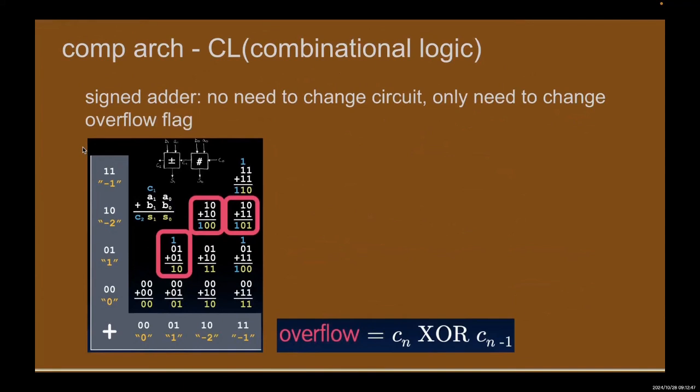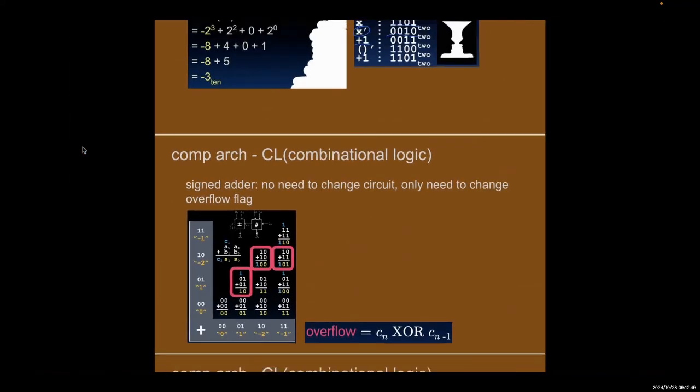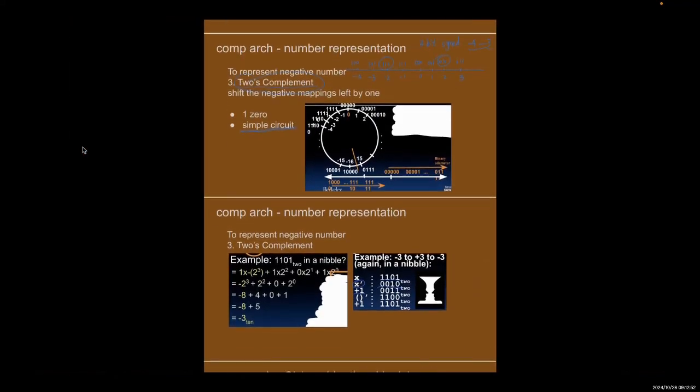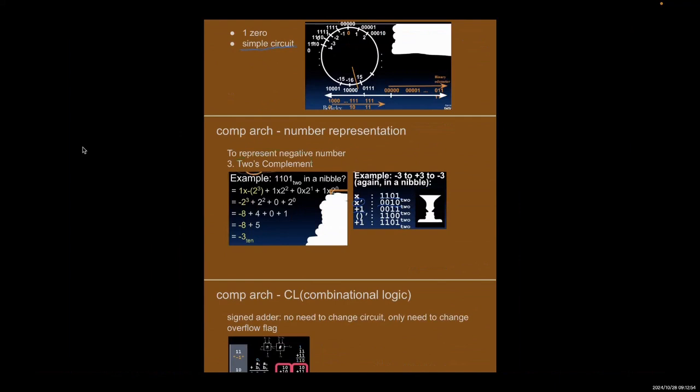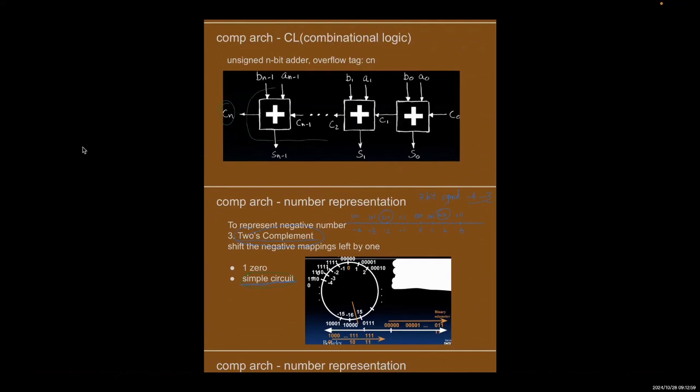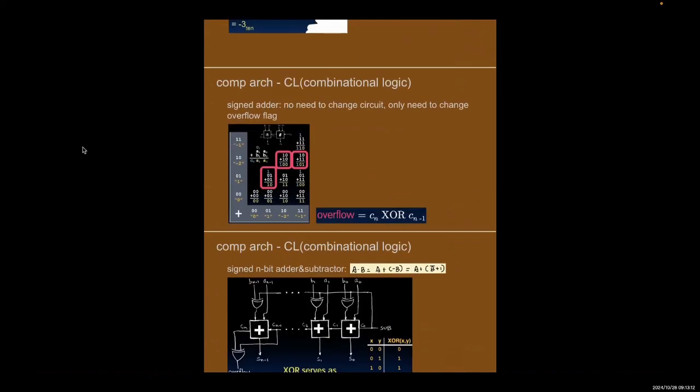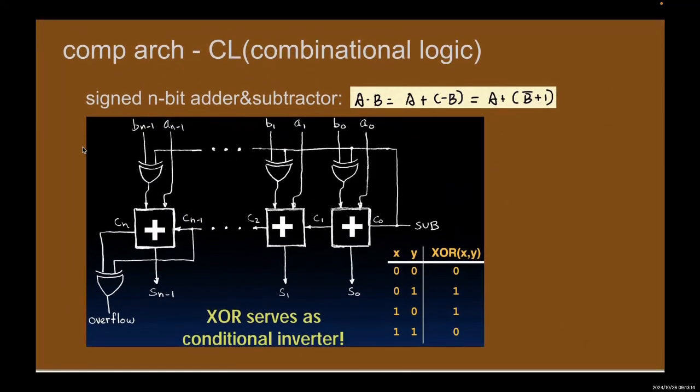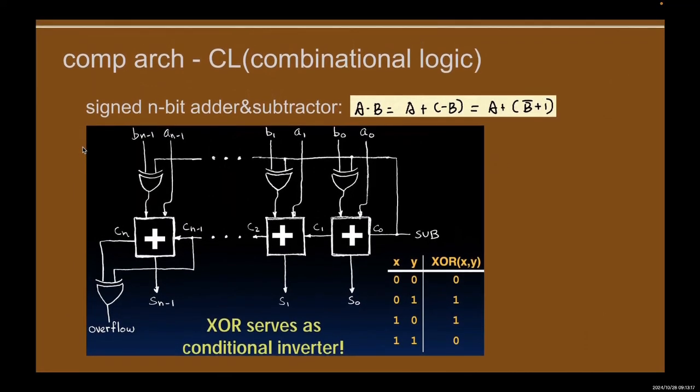So, just to summarize, 2's complement gives a very simple circuit because you can use the same circuit to carry out the addition, and you only need to change the logic of the overflow flag, okay? And the final one is we want this circuit to also do subtraction for signed numbers. Okay, this is another complicated thing.